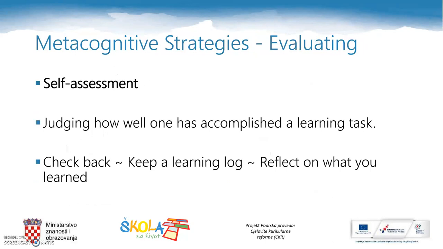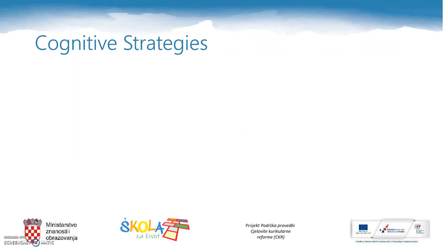Metacognitive strategies for evaluation include assessment or judging how well one has accomplished a task. Strategies included are checking back, keeping a learning log, and reflecting on what you learned. Cognitive strategies once again involve mental manipulation or transformation of materials or tasks. Using them helps learners enhance comprehension, acquisition, or retention.